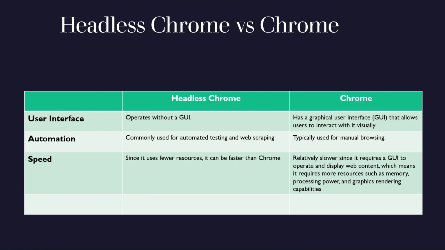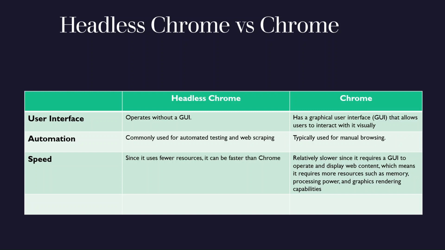So comparing the two, when it comes to the user interface, headless Chrome operates without a graphical user interface, meaning it runs in the terminal, whereas Chrome has a graphical user interface that allows users to interact with it visually. So you open the web app to inspect the elements on the page. In so doing, you are interacting with the web app.